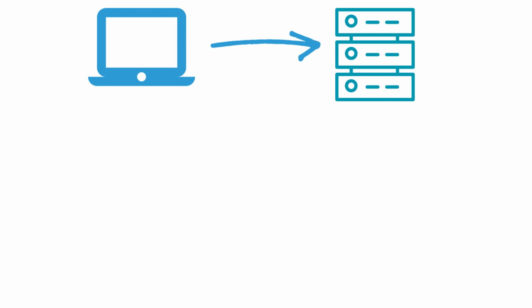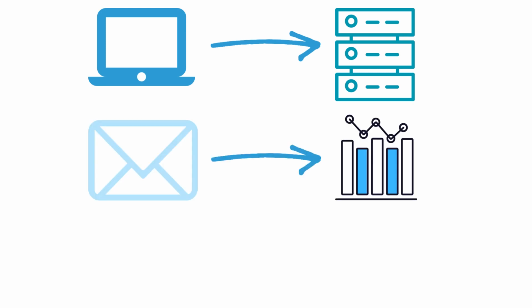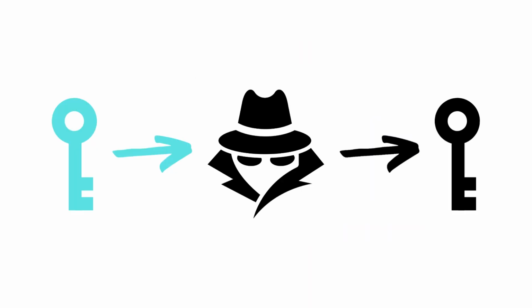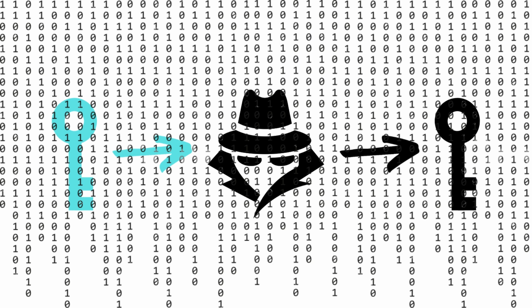And this is how data is sent between two parties in the real world. Alice could be a computer and Bob a server. The mail they're sending is data, and the keys are long lists of binary numbers that encode and decode the data. But what if a cyber terrorist was able to hack the key? They'd get access to loads of valuable data.